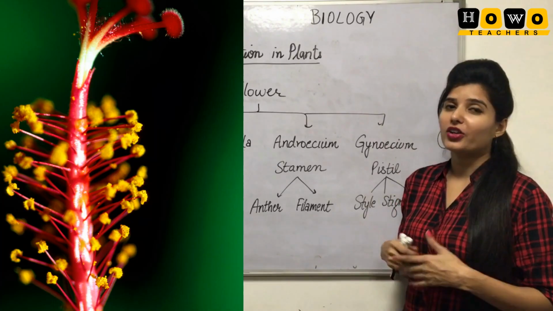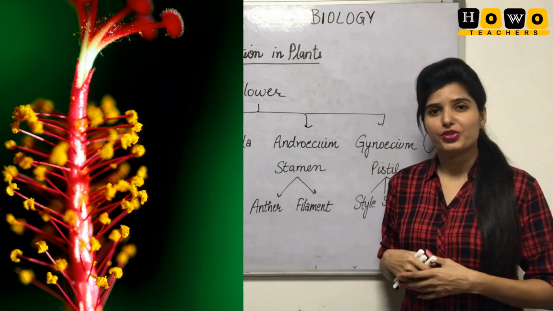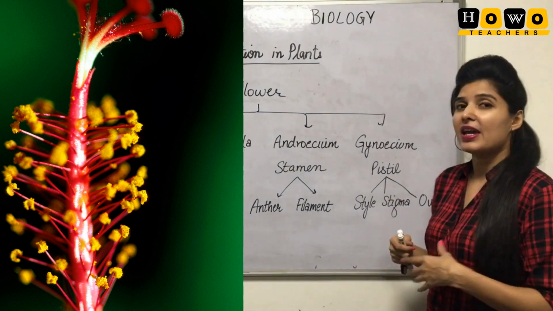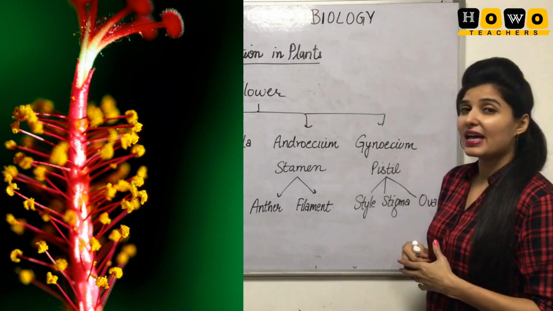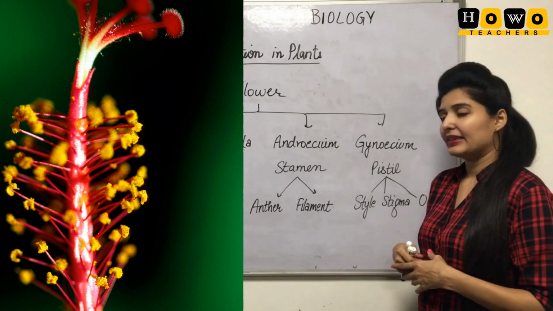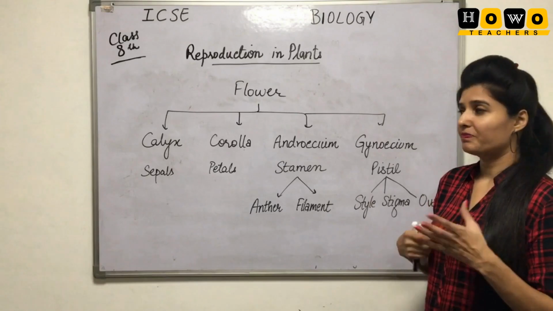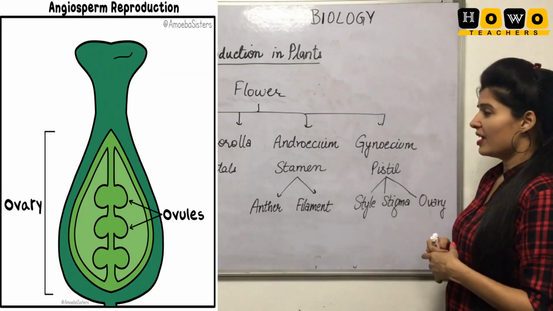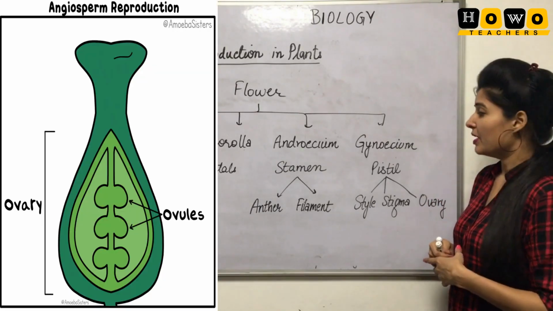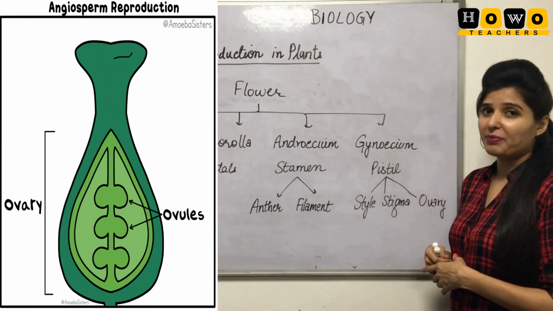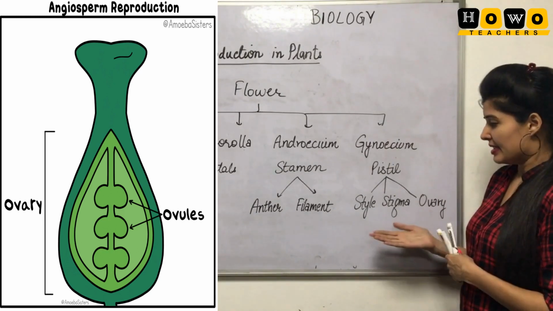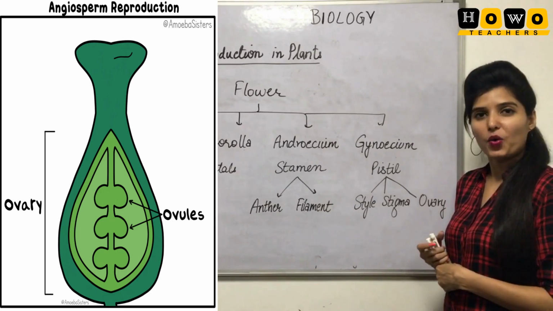The third whorl is androecium, or we can say androecium consists of stamens. Stamens have two parts, anther and filament. And the fourth whorl is the gynoecium. Gynoecium consists of pistils, which can be divided into three parts: style, stigma and ovary.